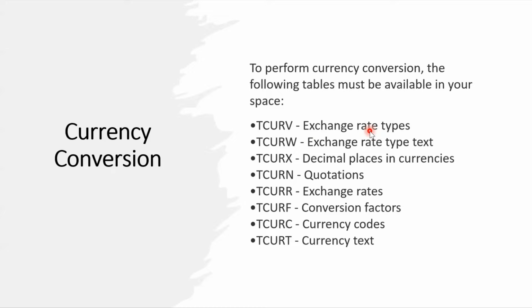So there are multiple types of exchange rates. Maybe some exchange rate will consider the first date of the month, some will consider the last date of the month, some will consider the average rate for a particular month, because exchange rate is something which is changing every now and then. It's an ongoing thing. So to reference what kind of exchange rate needs to be used for a particular currency translation, exchange rate type is really important. This only contains the text of the exchange rate types, so you can define the text based on your needs.